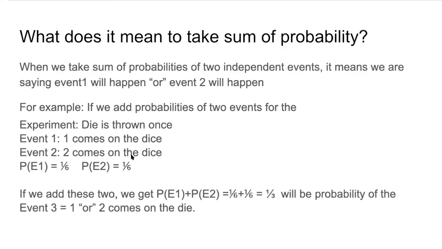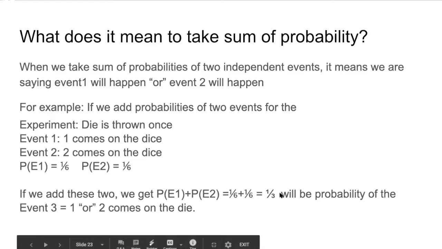Okay, we know the probabilities of both the events. The probability that 1 comes on the dice is 1 by 6, and that 2 comes on the dice is also 1 by 6. Now if we add these two, we get 1 by 6 plus 1 by 6 equals 1 by 3. So when we are adding, what does it mean? We are saying that either event 1 will happen or event 2 will happen. That is, either 1 will come on the dice or 2 will come on the dice.